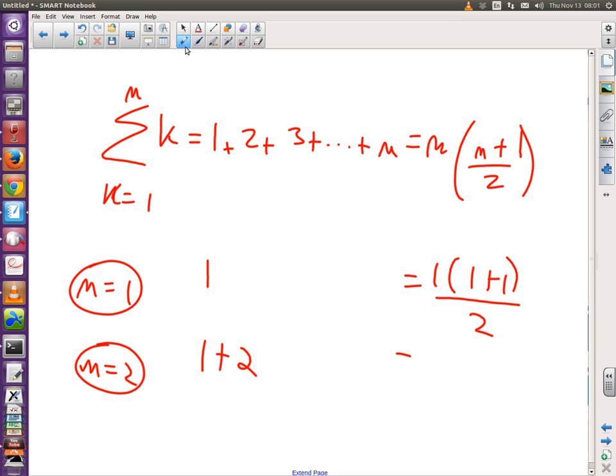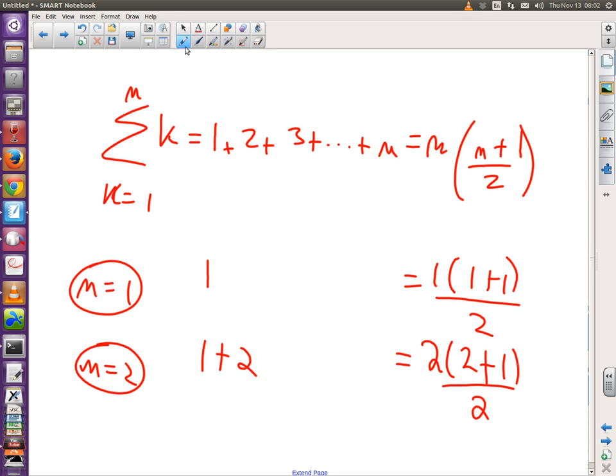And what am I trying to show? That if I plug in 2 for n, 2 times 2 plus 1 over 2, I get the same thing. Do you get 3? Yeah, you do. So it looks like it's true for those numbers. Is it true for any integer n? Well, this is the cascade effect. This is what Peano said. Show that it's true for any two integers.